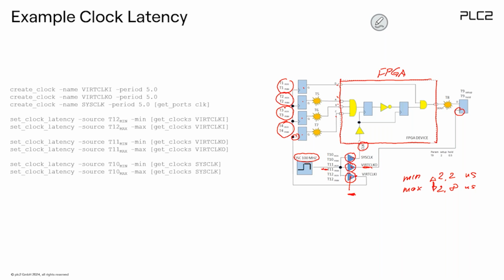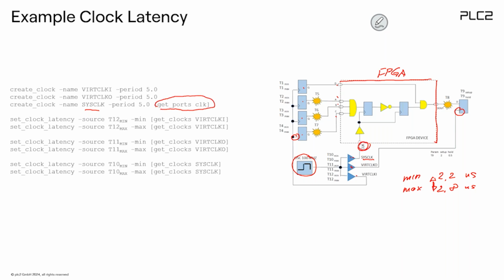So now, how can we constrain this? Because it's important for us to constrain this. Well, in this case, we define the clocks. We define first the sys clock. It's this one with a period of 5 nanoseconds, 200 megahertz, and you see the connection. It is connected to clock.